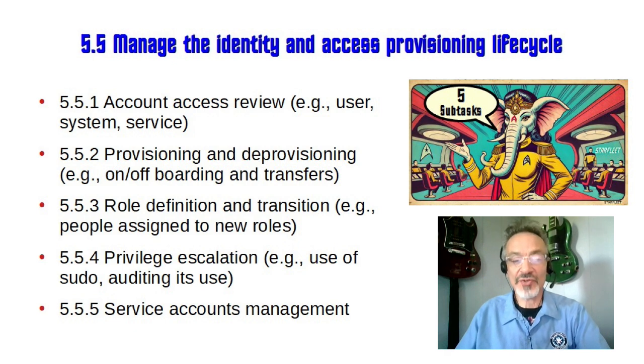3. Role definition and transition. This subtask is about defining roles clearly and adjusting access when people change roles. For the exam, it's important to understand how this ensures access remains aligned with job functions and that no one has outdated access permissions. 4. Privilege escalation. Well, here we dive into how to control privilege escalation, granting higher access when necessary and auditing its use. Managing privilege escalation ensures that temporary or elevated access is granted only for specific tasks and is properly tracked.